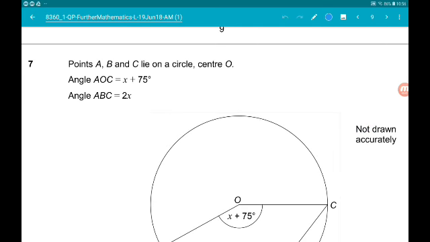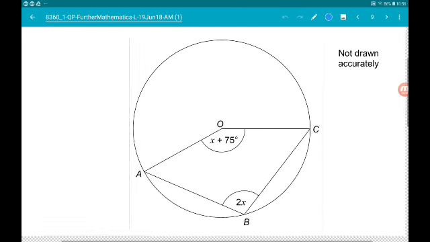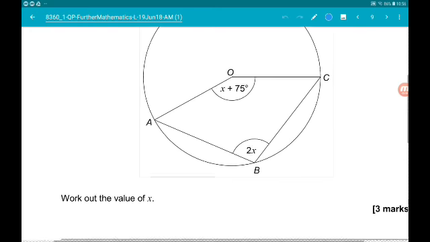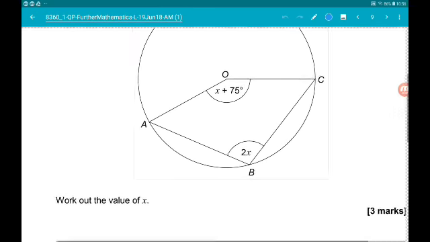Okay, question 7. We have some circle theorems fun. I've got lots on these. Check down below. So, points A, B and C are on a circle, centre O. Angle AOC is x plus 75 degrees, and angle ABC is 2x. So there's our situation. Now, our mission is to work out the value of x.